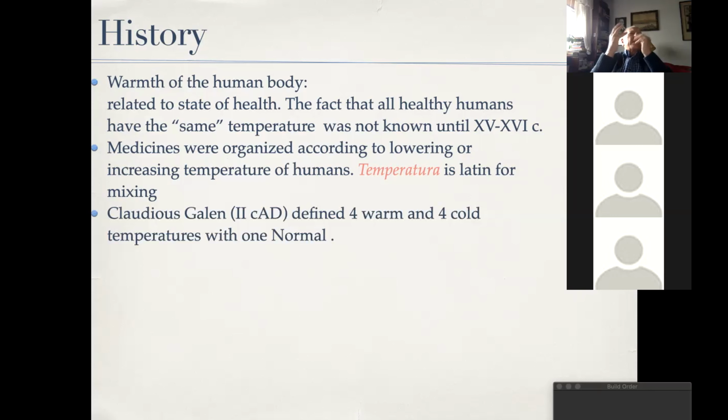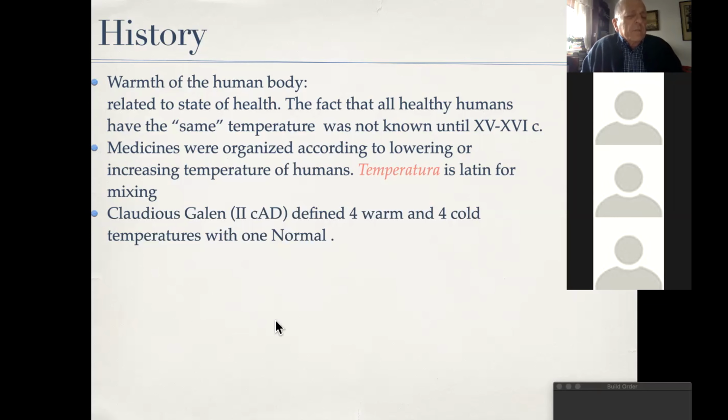One of the first, or probably the first well-known scale of temperature, was created by Galen in the 2nd century before our time. And he defined 4 temperaturas for warm, and 4 for cold, and 1 temperature which was a normal temperature. But the normal temperature was always for a given man. The fact that they are equal for different humans who are basically healthy was not truly known.